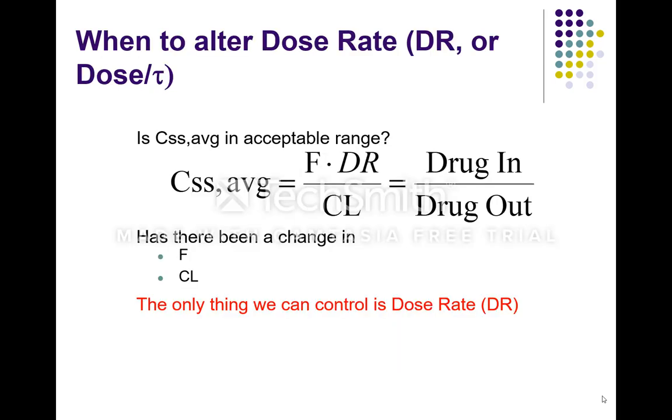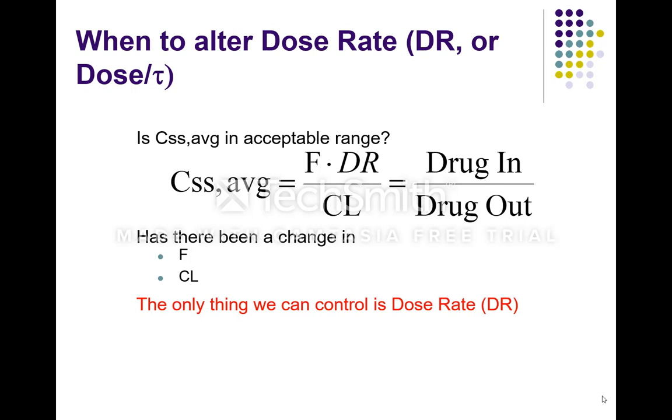What else determines CSS average? Well, you see dose rate there. I like to think of CSS average this way, because I am going to expect you to know this equation, because you're going to use it so much that you will know it. I think of it as drug in over drug out. Drug in, we control with dose rate, right?